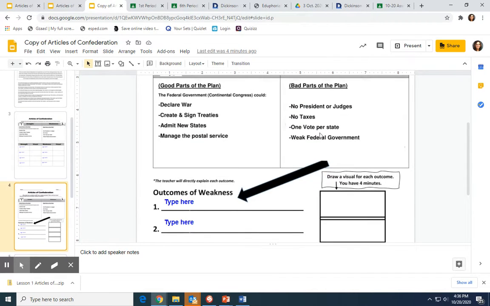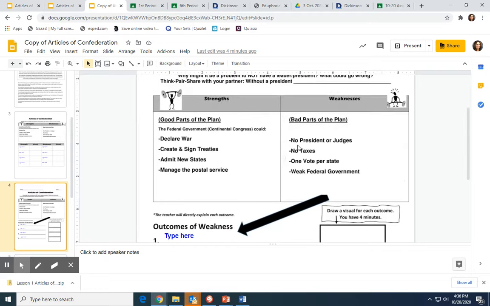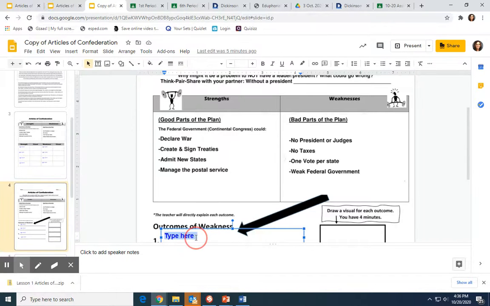So you'll go here. What are the effects? The only way you're going to be able to know these is if you listen to my voice right now and type them in. What is the effect of not having a president? There is no leadership, and no judges means unsolved problems. So typing here: no leadership, unsolved problems.